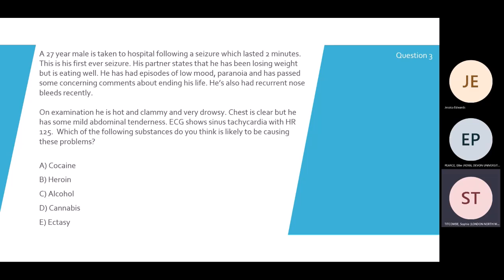On examination, he's hot, clammy, and very drowsy. His chest is clear, but he's got some mild abdominal tenderness, and ECG shows sinus tachycardia with a heart rate of 125 beats per minute. Which of the following substances do you think is most likely to be causing this presentation? So that's A, cocaine, B, heroin, C, alcohol, D, cannabis, or E, ecstasy.